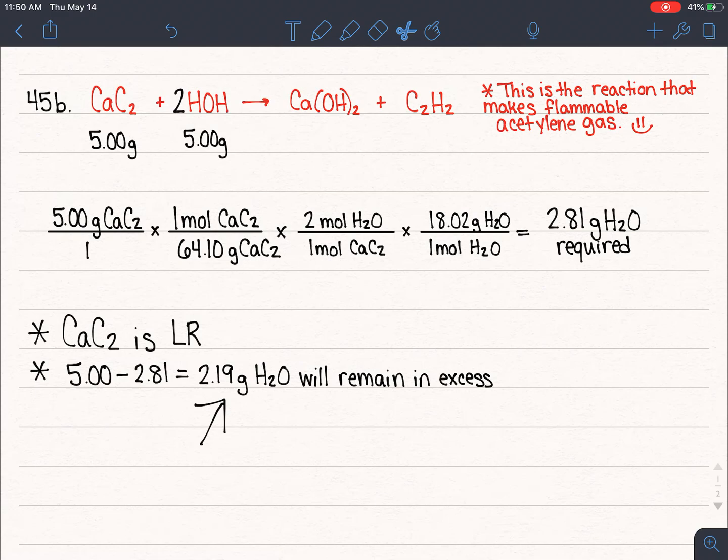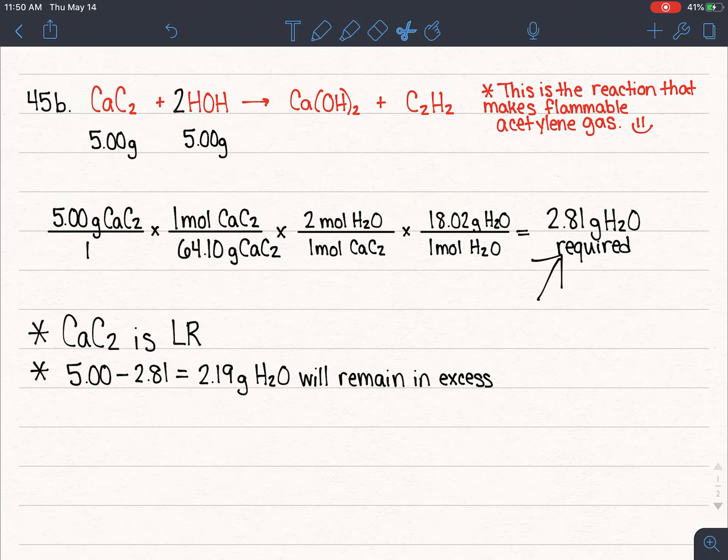Now this problem doesn't ask for it, but if we were to be asked an additional follow-up question, like how many grams of calcium hydroxide would be produced, or how many grams of C2H2 would be produced, we would have to use the limiting reactant only to determine that. So we wouldn't do anything with the water. We'll just use the limiting reactant of CaC2, and we go from 5 grams and we figure out how many grams of this or how many grams of C2H2. If we wanted to use the excess reactant, we could, but we would have to use how many grams of water would be required, not how many grams of water we would actually have started with.